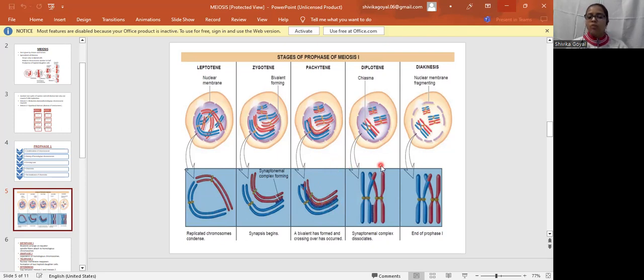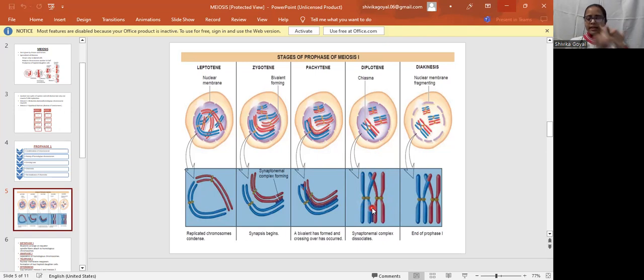In the fourth stage, the homologous chromosomes start separating from each other, except at one side, due to which there is visualization of an X-shaped structure. This structure is called the chiasmata. Since they are separating from each other, dissolution of the synaptonemal complex occurs. So in diplotene, dissolution of the synaptonemal complex occurs and chiasmata is visible. Now in the last stage, terminalization of the chiasmata occurs and the nuclear membrane starts fragmenting.